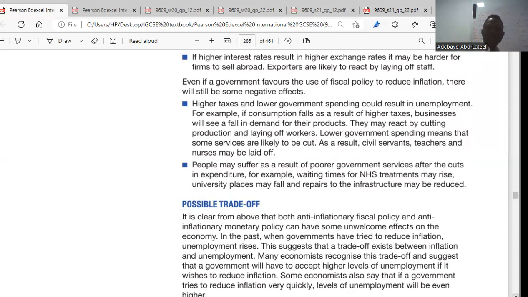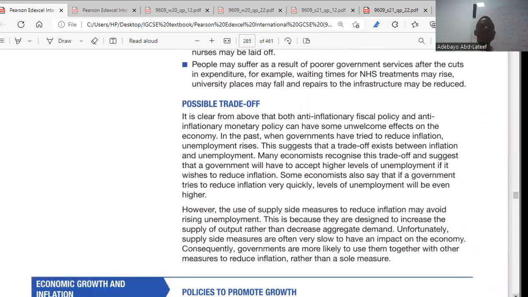No. So we go to possible trade-offs. It is clear from above that both anti-inflationary fiscal policy and anti-inflationary monetary policy can have some unwelcome effects on the economy. In the past, when governments have tried to reduce inflation, unemployment rose because there's always an inverse relationship between unemployment and inflation. So this suggests that a trade-off exists between inflation and unemployment.